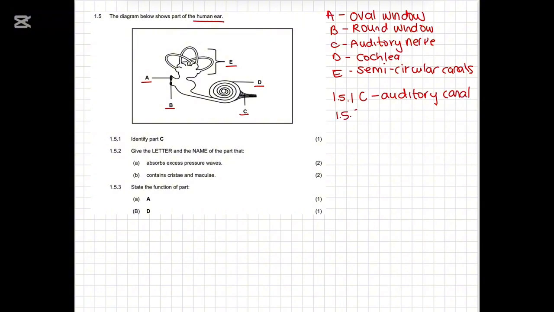The next question, you give letter and name. It's a 2-mark question, 1 for the letter, 1 for the name. The part that absorbs excess pressure waves, that's part B, the round window. So 1 mark for the letter and 1 mark for the name.